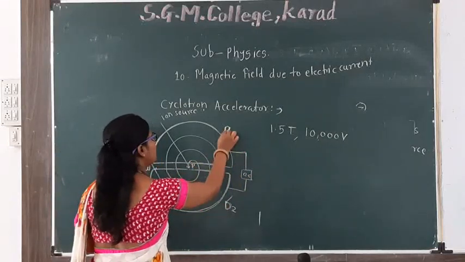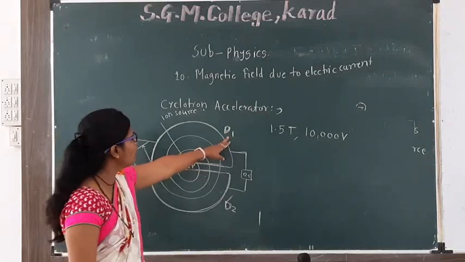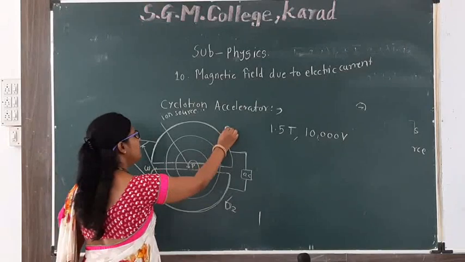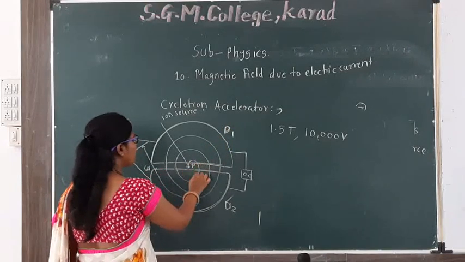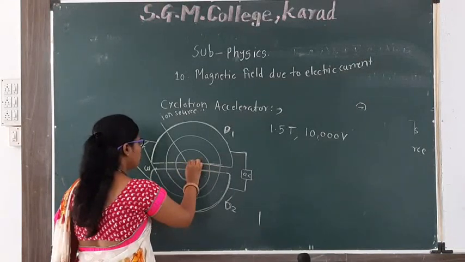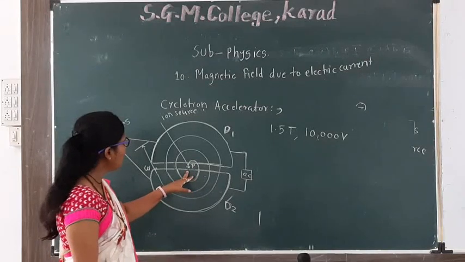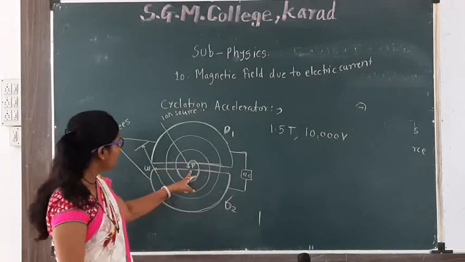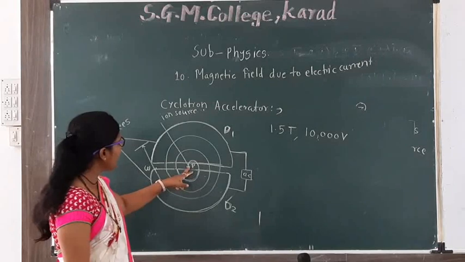Here negative voltage is given to one of the D's, at D1. These ions, or this particle, perform semicircular motion. The ions move from one D to the next D, and they accelerate.